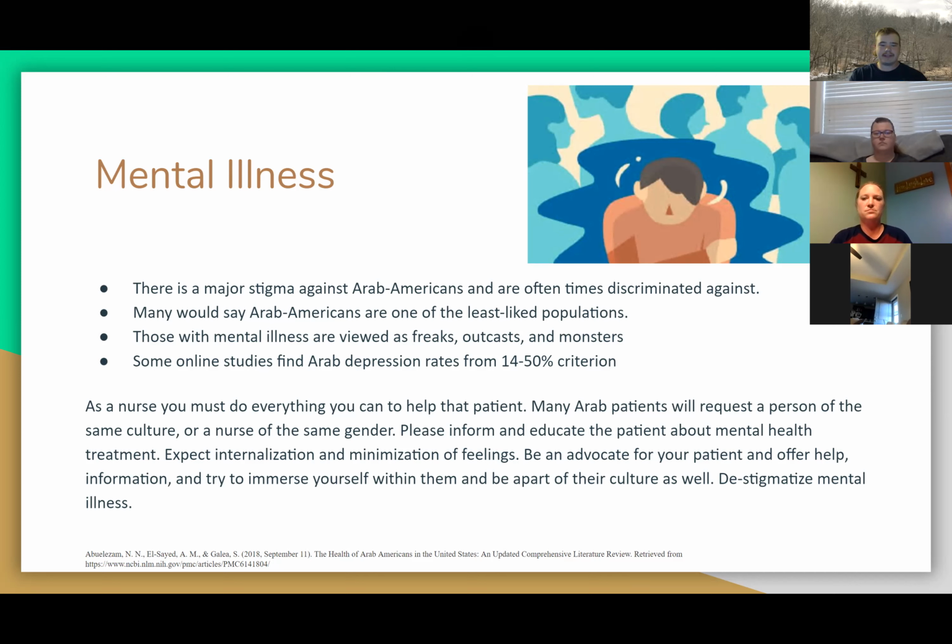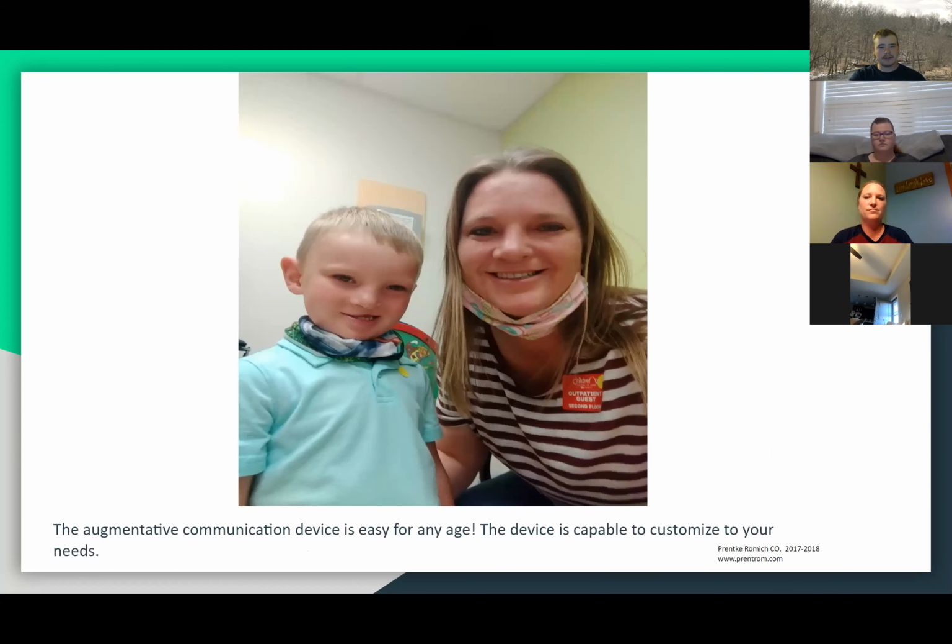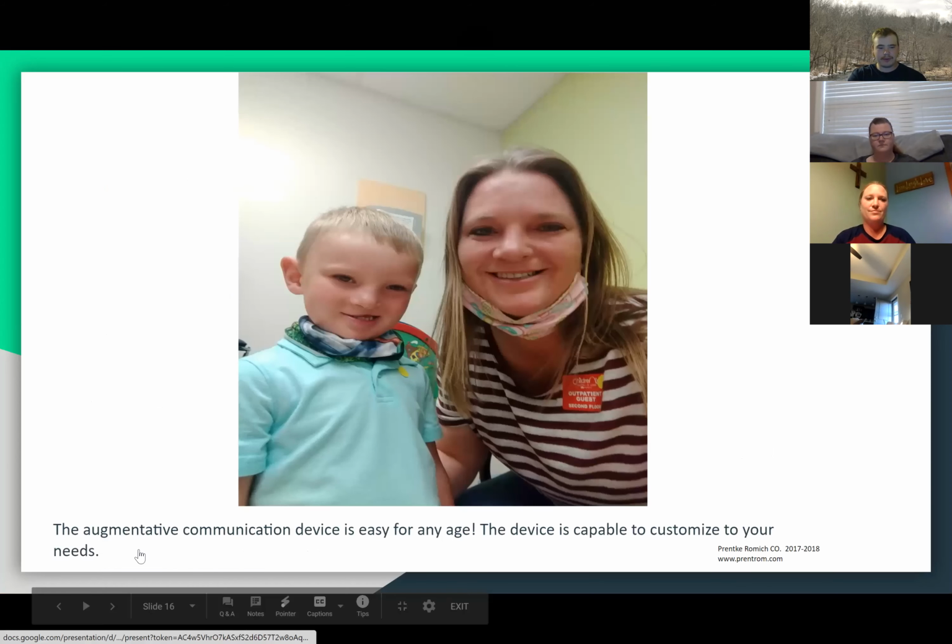Do expect internalization and minimization of feelings and signs and symptoms, because they do believe that if you have a mental illness, there's something wrong with you. You're not normal. So they try to internalize that to just protect themselves in the long run. And I'm going to hand it over to Brooke.